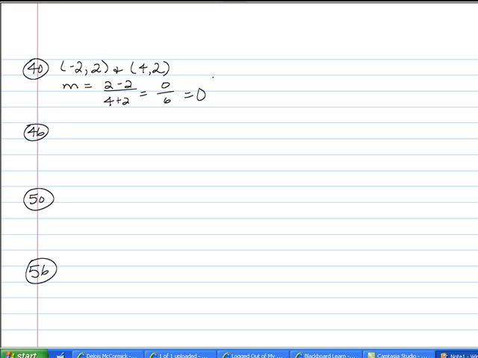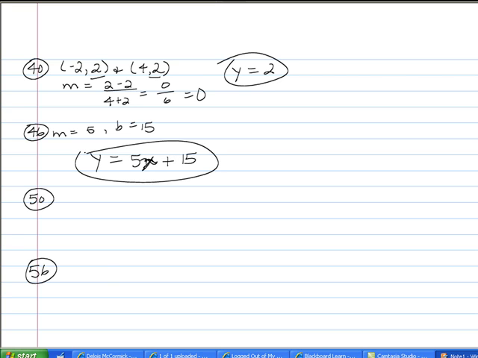46. So m is 5, b is 15, and so y equals mx plus b. Gee, that was an easy one. Okay, slope is -3/4. Y-intercept is 0, 7. So again, y equals -3/4 x plus 7.